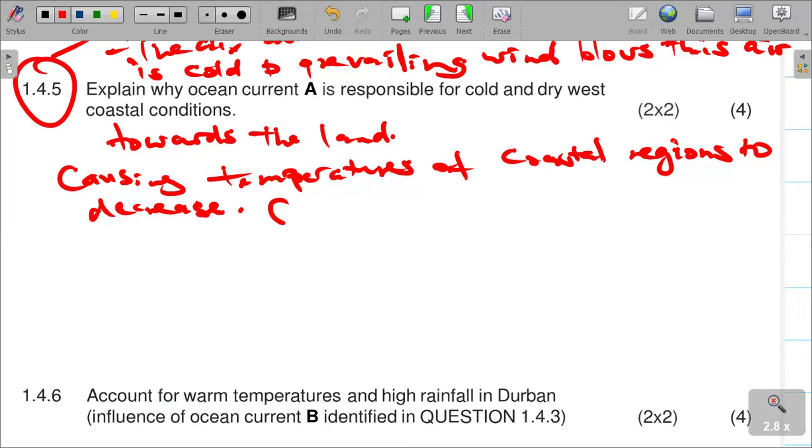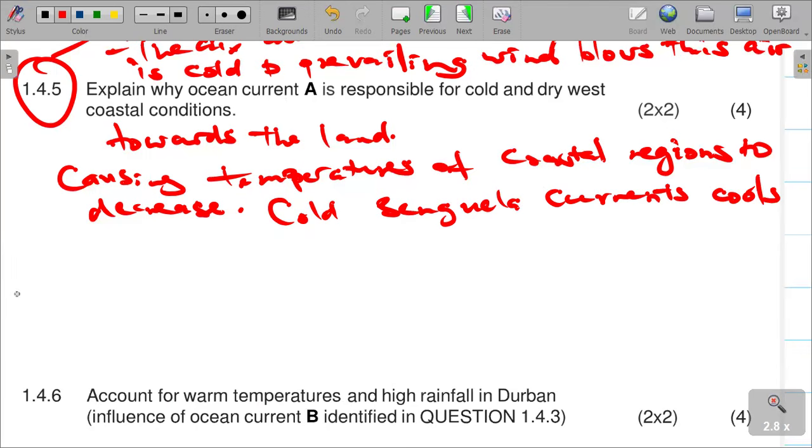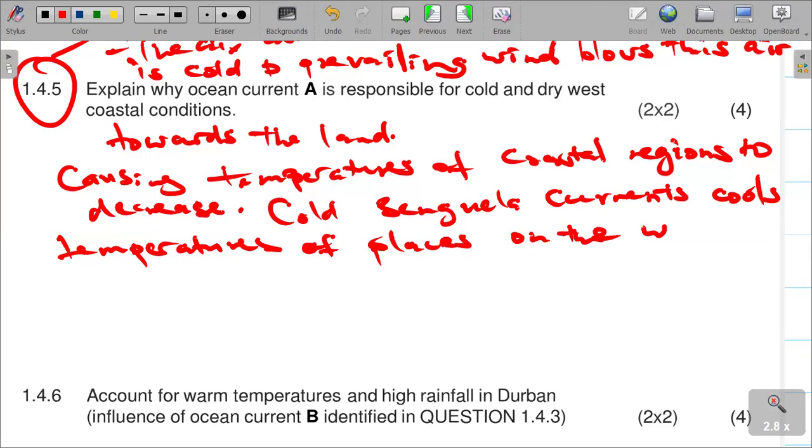to decrease. The cold Benguela current, that we need to understand here, is that it causes temperatures of places on the west coast to decrease. That is one thing that you need to understand.